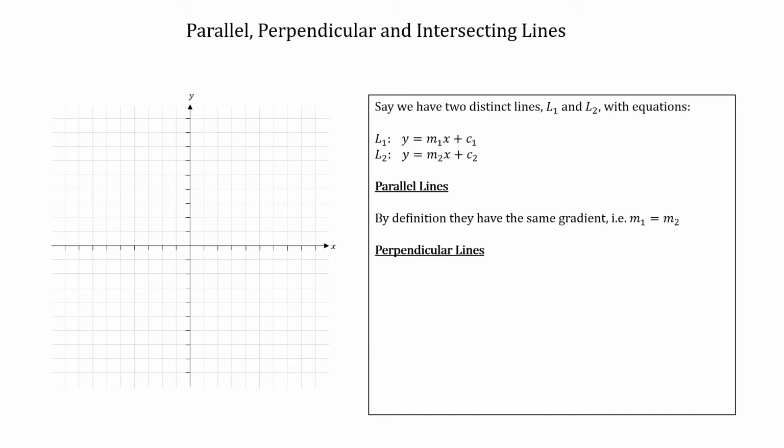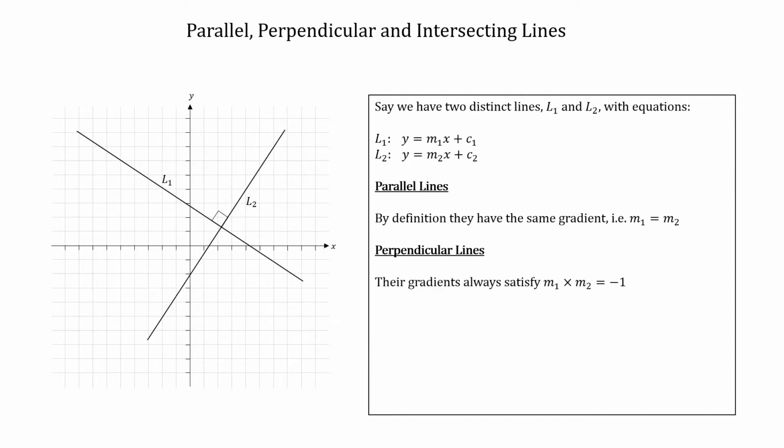What about perpendicular lines? Well, say we have L1 and L2 looking like this now, so they're perpendicular lines that cross at a right angle. Well then, it must be true that their gradients satisfy m1 times m2 equals minus 1.